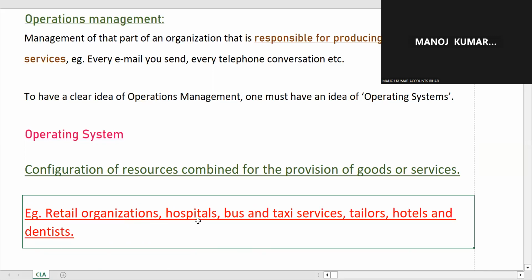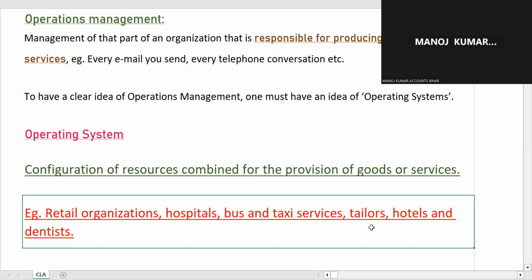Retail organization, hospitals, okay, bus and taxi services. Bus also is a configuration of resources. The way they have designed the bus that customers can go sit, okay, you have chairs and all that, and they are given ticket, and then it transports them from one place to another. That is a service it is giving. So bus itself is a configuration of resource. Tailor is very similar to our barber example, correct? Tailors, hotels, dentist also is a good example, correct? They have configuration of resources.